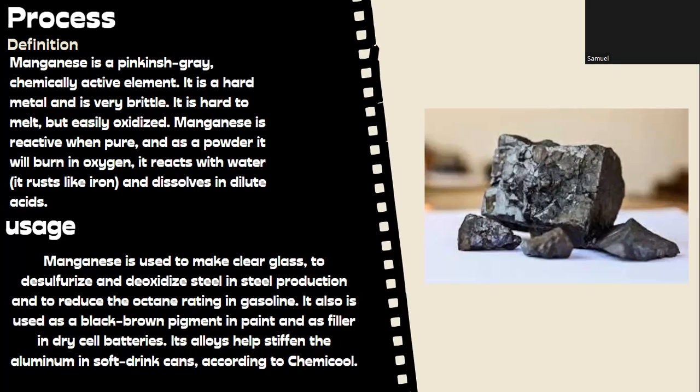The usage: manganese is used to make clear glass, to desulfurize and deoxidize steel in steel production, and to reduce the octane rating in gasoline. It is also used as a black-brown pigment in paint and as filler in dry cell batteries. Its alloys help stiffen the aluminum in soft drink cans, according to chemical.